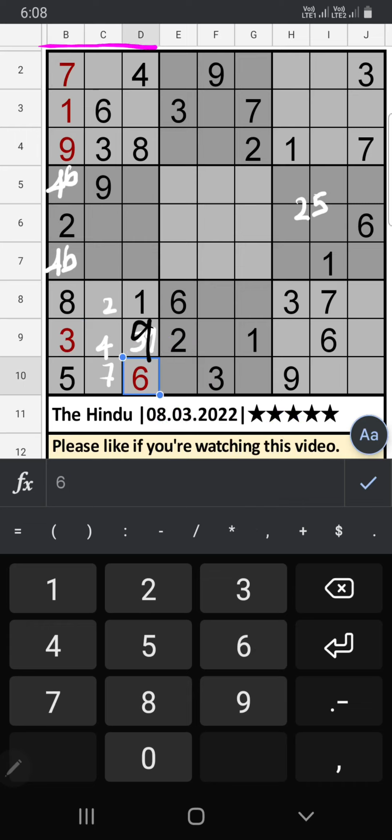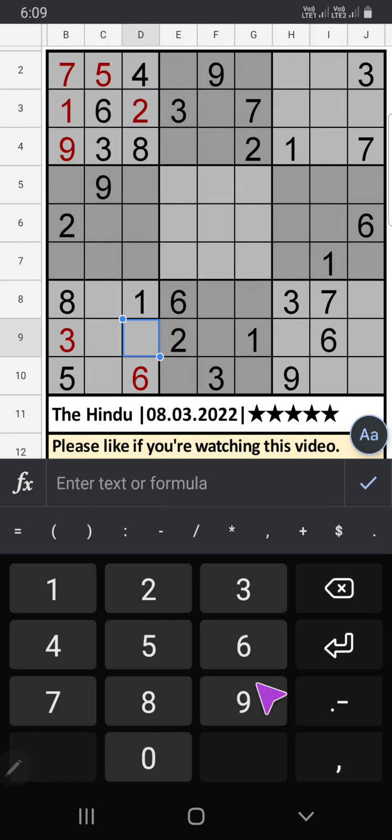First grid, 2 numbers are remaining, 2 and 5. Column C, we have 2, so 2 can't come in the cell. 2 is confirmed here, then 5 is here. Column C, 2 numbers are remaining, 1 and 8. 7th row, we have 1, so 1 can't come in this cell. 1 is confirmed here, then 8 is here. Column D, 3 numbers are remaining, 3, 5, 7. It will come in any one of the cells. We will confirm later.